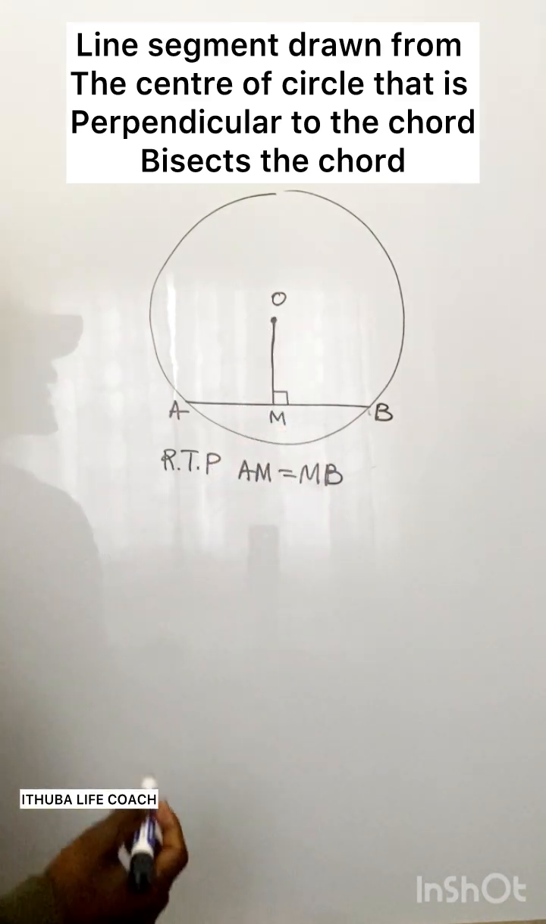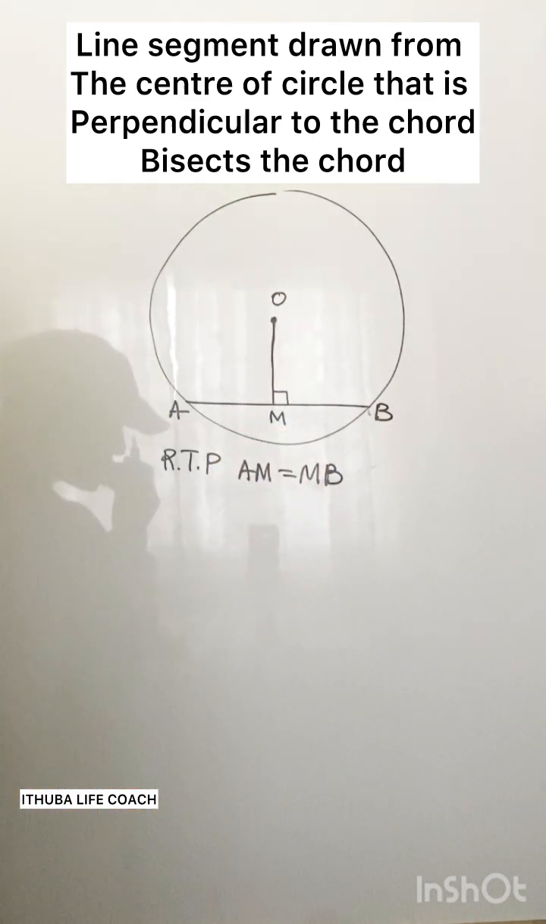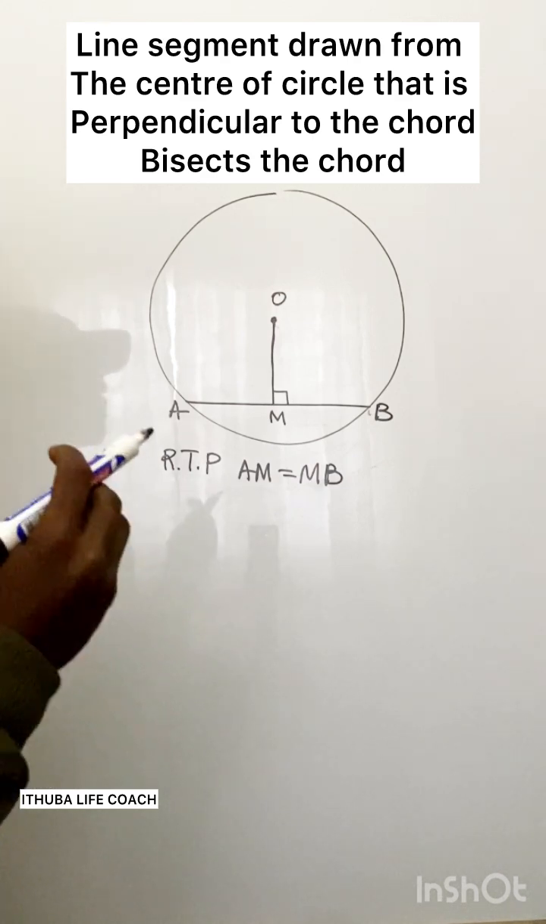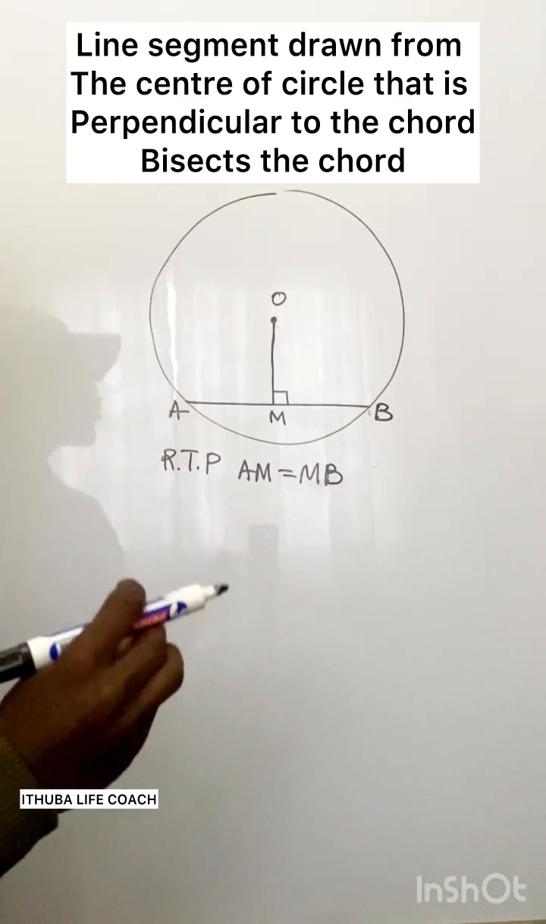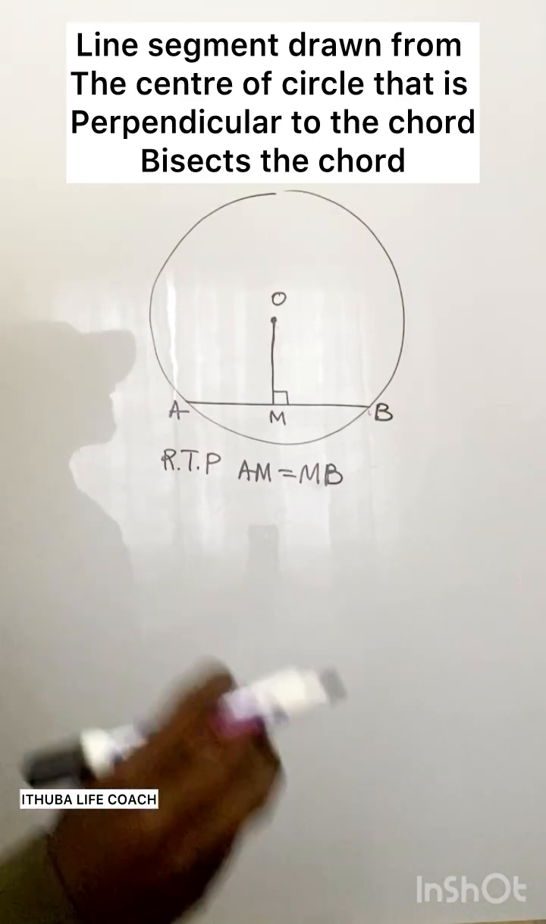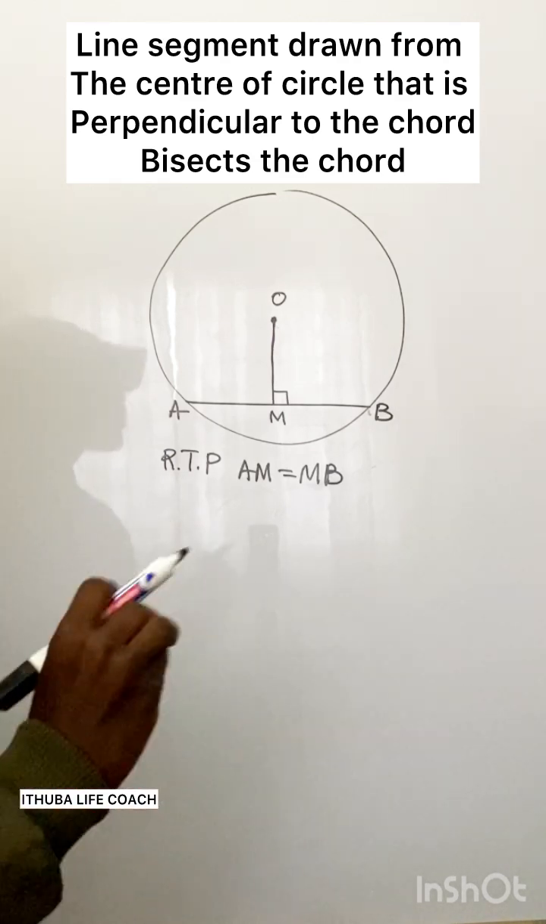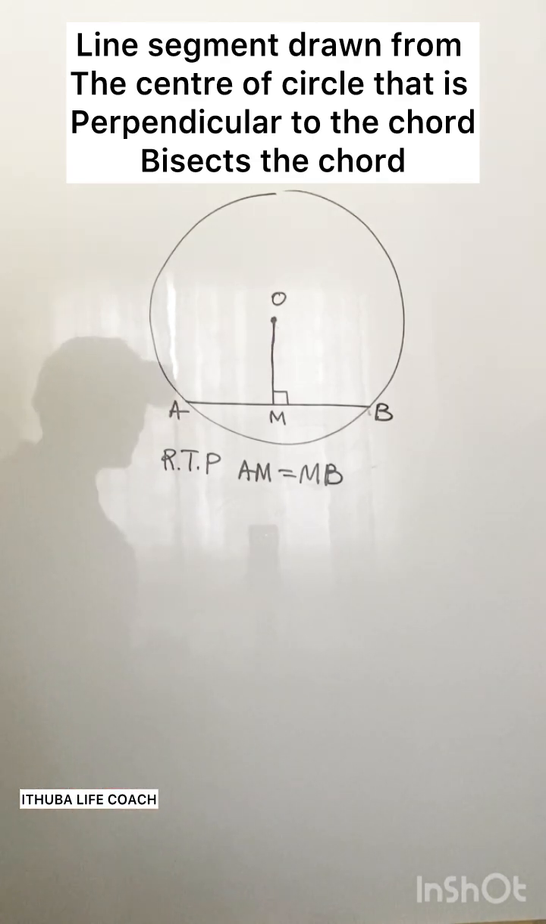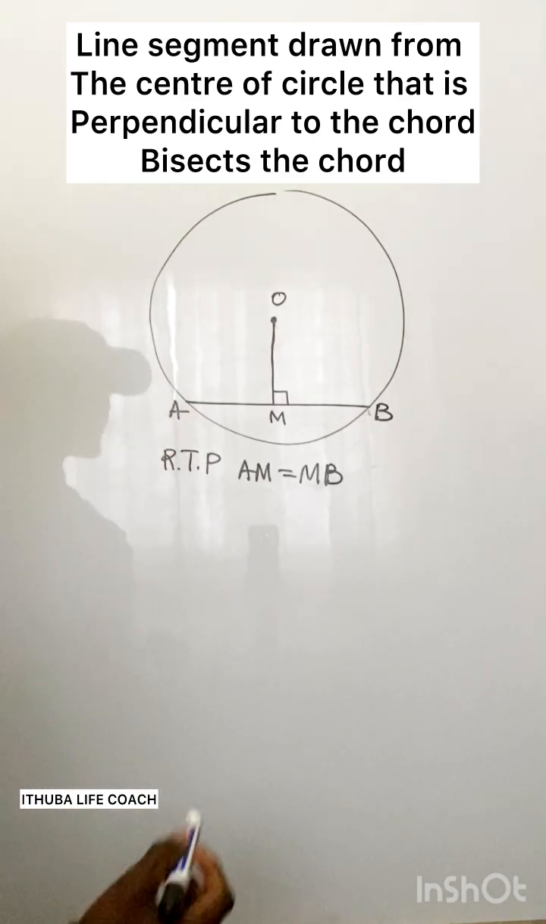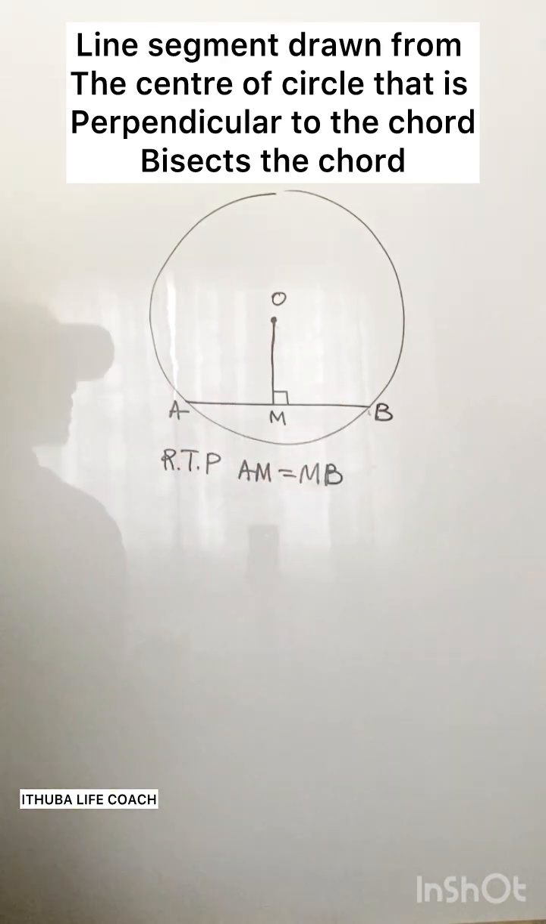Now, we have a line segment. A line segment is a line that moves from any point of the circle to another point of the circle. Sometimes it may even be produced and go out of the circle. It is any line that is not a chord. Now, let that be the case. Let's prove that line AM is equal to MB.